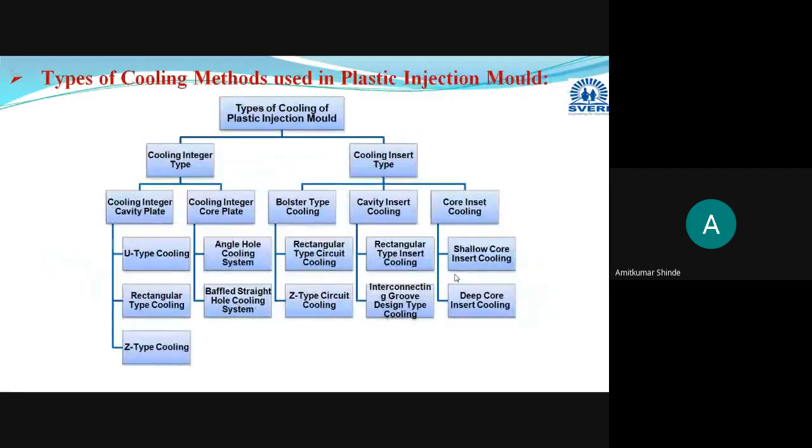And after that, we discussed the different methods which we can use to cool the plastic injection mold, depending on the part where we are providing the cooling and through which circuit we are providing that cooling. This is the brief classification. You can see this chart on your screen. These are the different methods used for cooling of plastic injection mold. Already we have completed this in the previous session.